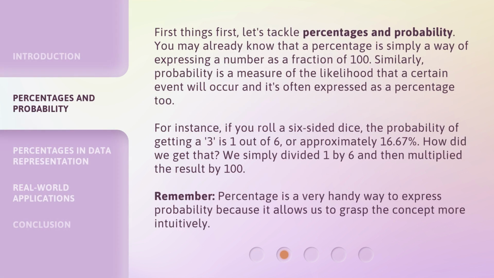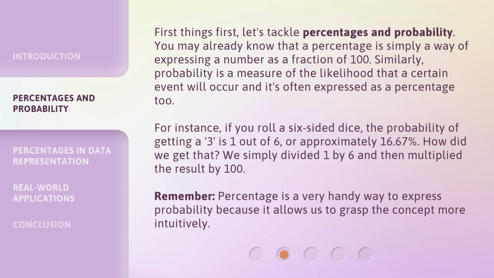First things first, let's tackle percentages and probability. You may already know that a percentage is simply a way of expressing a number as a fraction of 100. Similarly, probability is a measure of the likelihood that a certain event will occur, and it's often expressed as a percentage too.